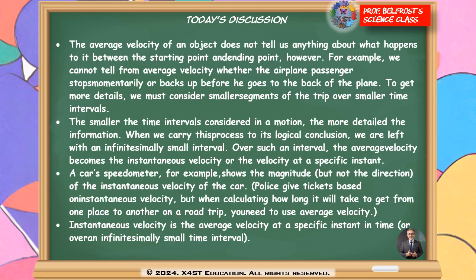So when we carry this process to its logical conclusion, we are left with an infinitesimally small interval. Over such an interval, the average velocity becomes what is called the second term, instantaneous velocity, or the velocity at a specific instant. Here's how you measure it. There is an equipment tool called a car speedometer, for example, that can show the magnitude but not the direction of the instantaneous velocity of the car. So instantaneous velocity is the average velocity at a specific instant in time or over an infinitesimally small time interval.